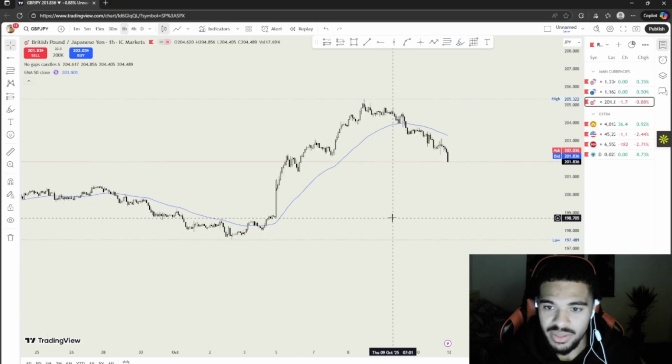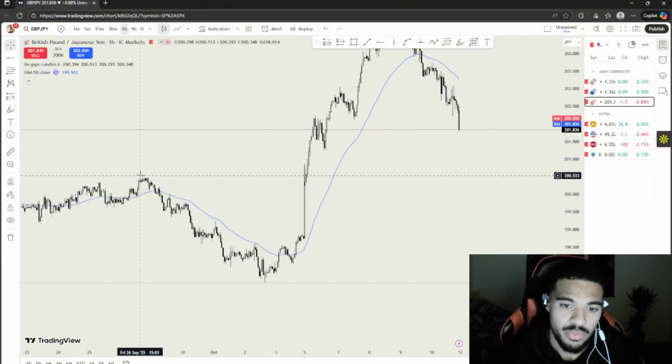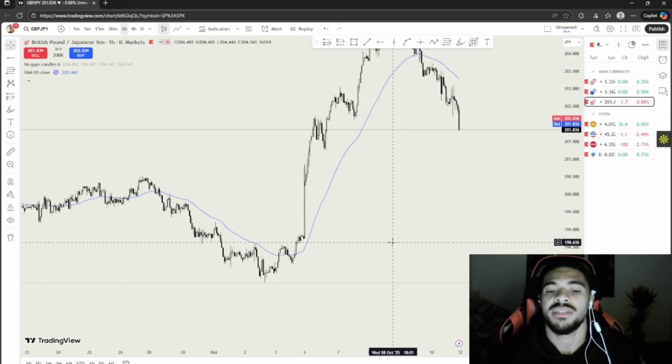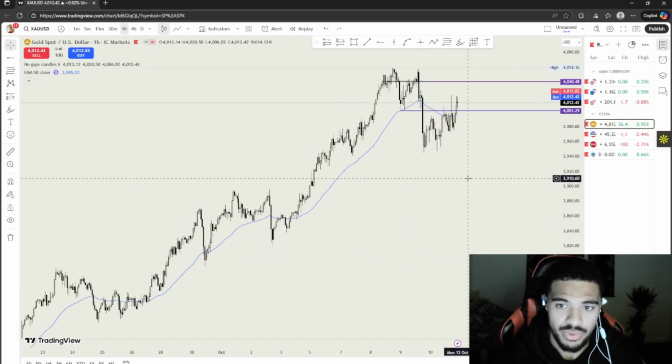Let me just look at the hourly time frame. This is looking very bearish, like I said, so I'll be waiting for price to probably fill in some of this range here. A lot of empty space for price to come back and push into before we start to make our way back up. And then we've got gold.